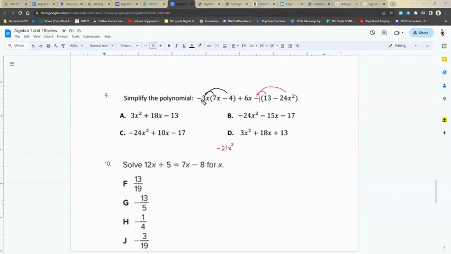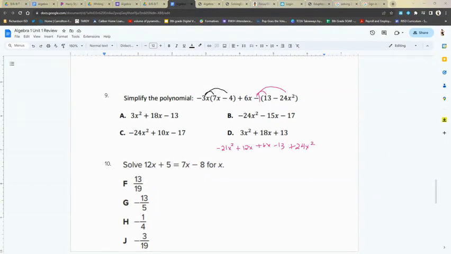Now we're doing negative 3x times negative 4. That's going to be positive 12x because it's just 1x plus 6x. Then we do minus 13. And then we're doing plus 24x squared.